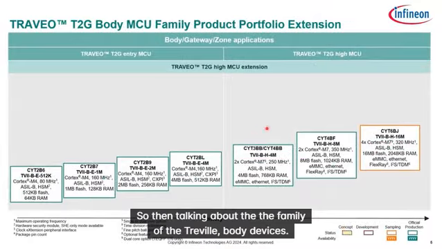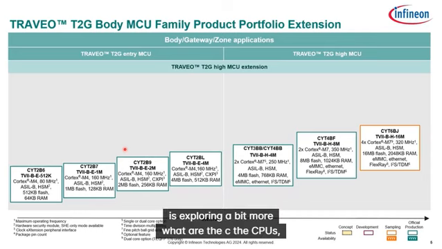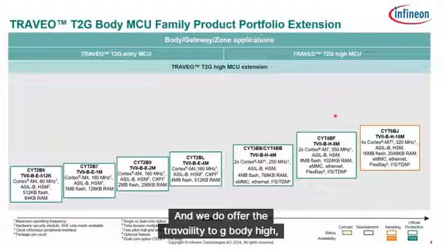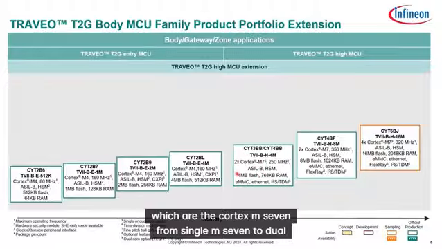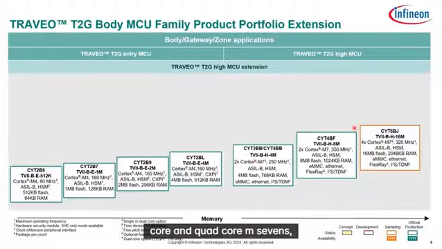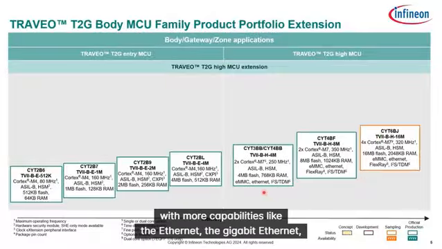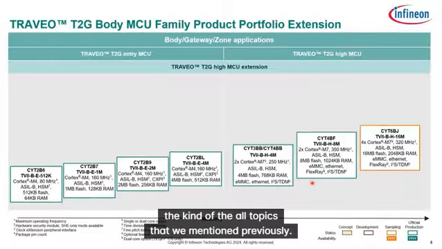Then talking about the family of the TRAVEO body devices, today, as I mentioned, we are exploring a bit more what the CPUs, the capabilities, and the sizes of flash and RAM are. And we do offer the TRAVEO T2G body high, which are the Cortex M7, from single M7 to dual core and quad core M7s, with more capabilities like Ethernet, gigabit Ethernet, and CAN FD, all topics that we mentioned previously.